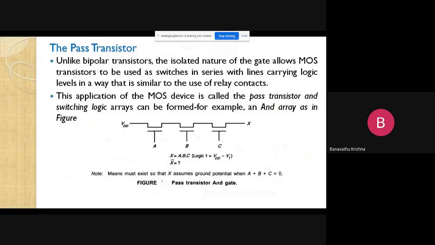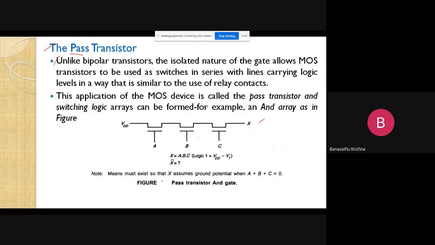Next, the pass transistor. Pass means just passing the information from one point to another point. So here, A is one MOS transistor, B is another MOS transistor, and C is another MOS transistor. These three devices are connected in series formation. Now we can apply these values. Initially it is VDD, here the point is X, and A, B, C are the inputs here.